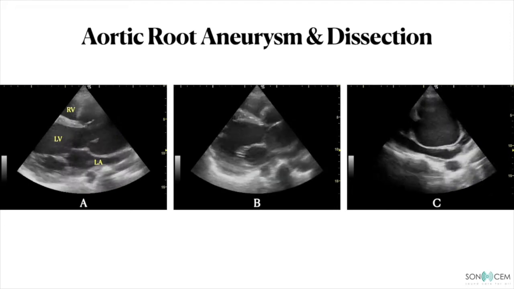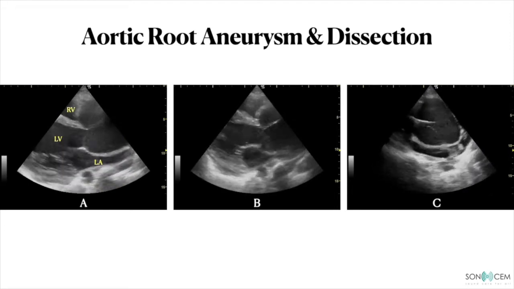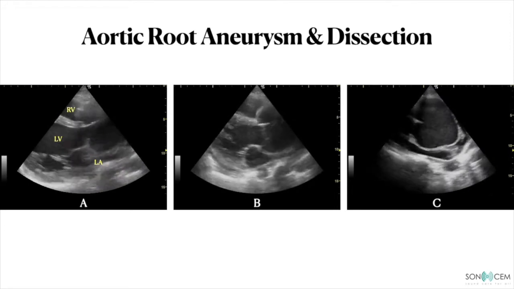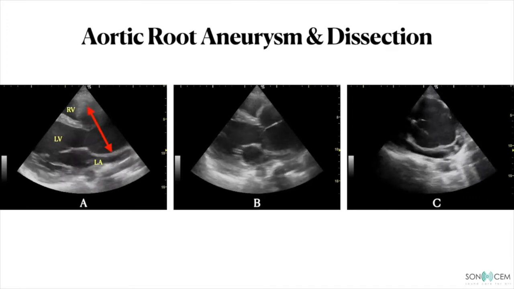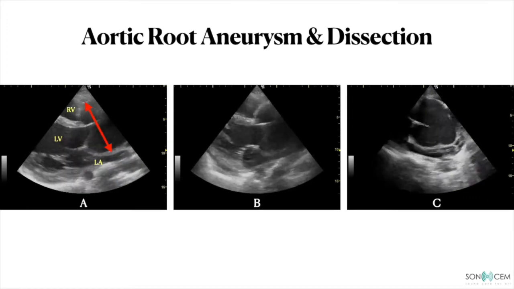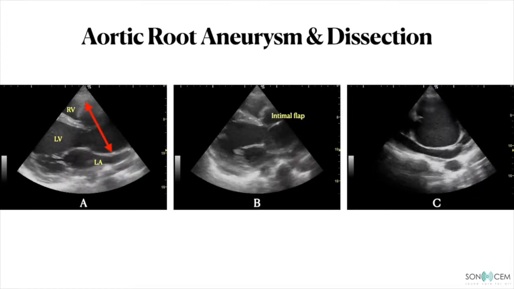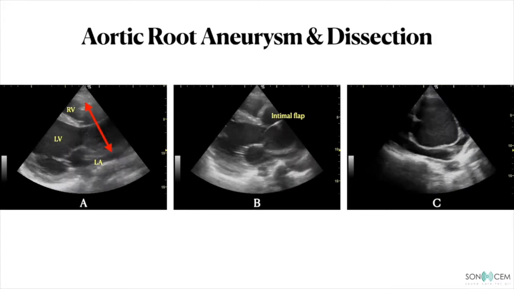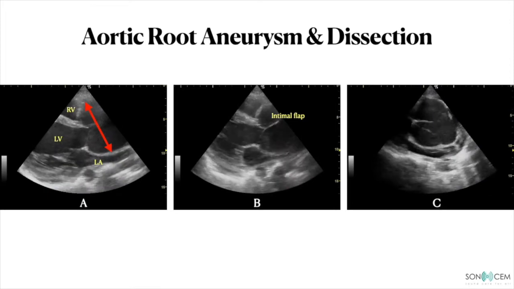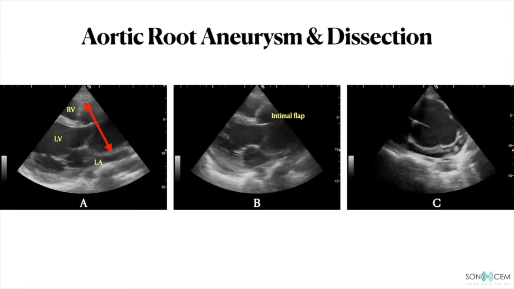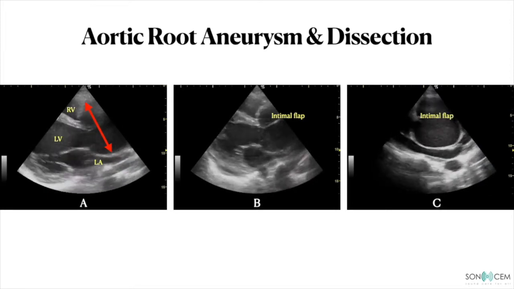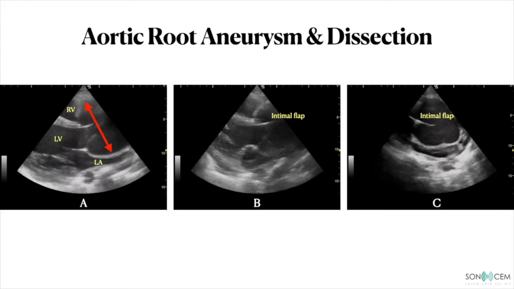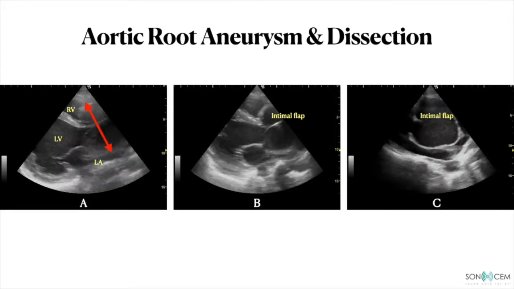Clip A here is the parasternal long axis of the heart. Can you see the dilated aortic root measuring approximately 10 cm? And this floating hyperechoic structure is not the aortic valve. That is the intimal flap due to the torn and dissected intimal layer. Clip C shows the intimal flap in the parasternal short axis at the base of the heart.